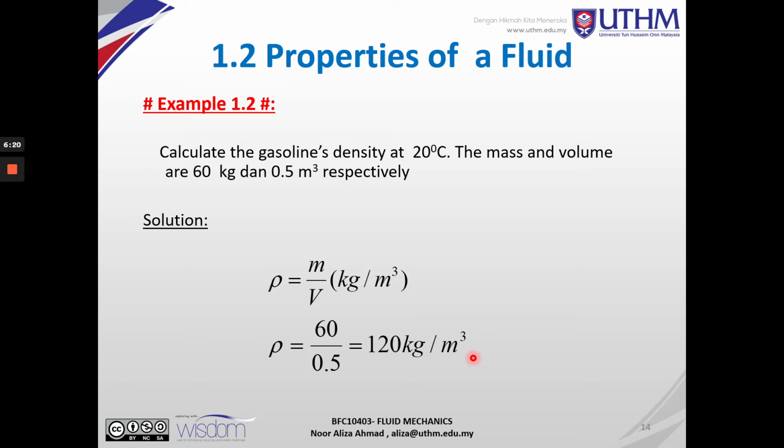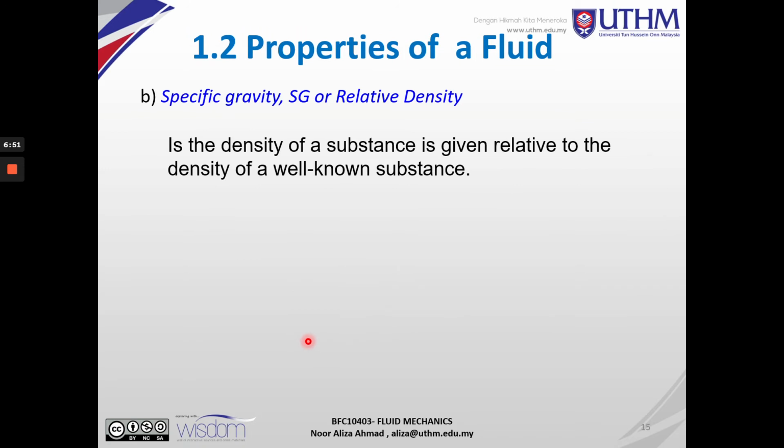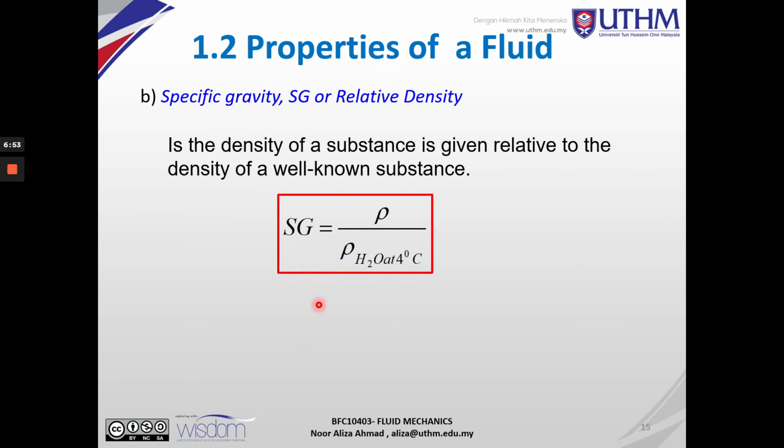Now look back here. This is using the specific gravity of mercury. We know that the specific gravity, Sg, is equal to the density of mercury divided by the density of water. So we get the density of mercury as Sg times 1000. This is the specific gravity, or relative density, equation.